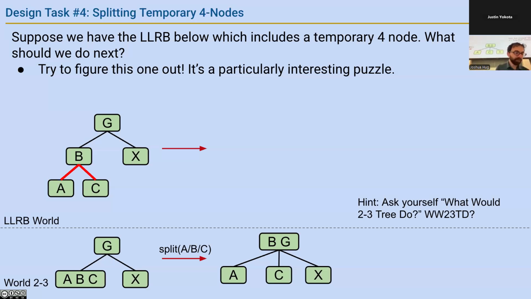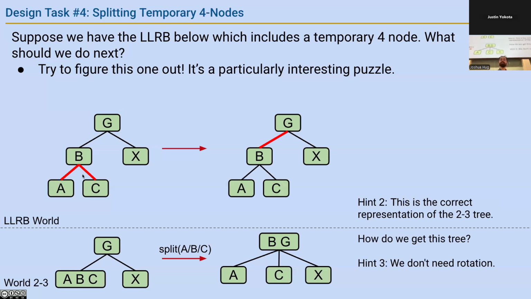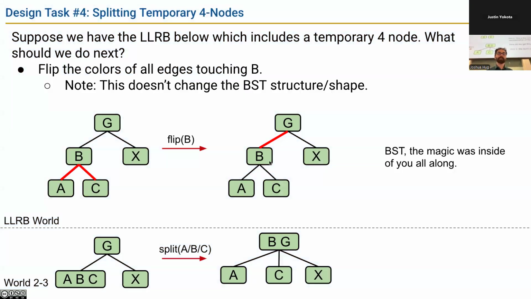Okay. Thoughts? What can we do? Yeah, make these red and these black. So it's not a rotation this time, right? We did like a color flip. So the idea is we're just going to flip all the edges touching B. Okay. The idea here is that we didn't have to rotate at all.